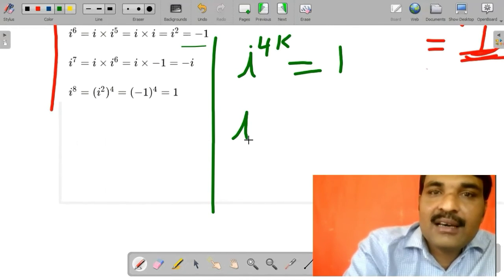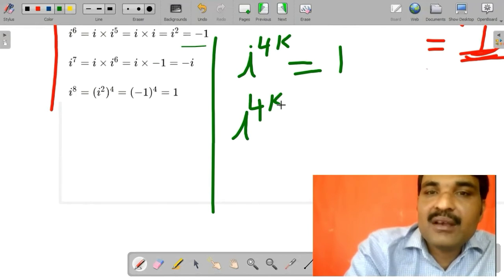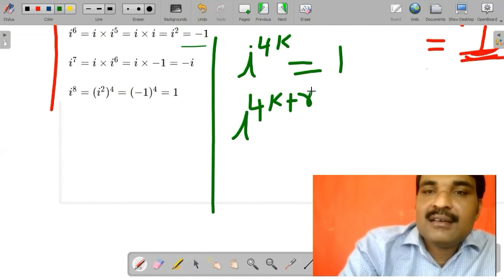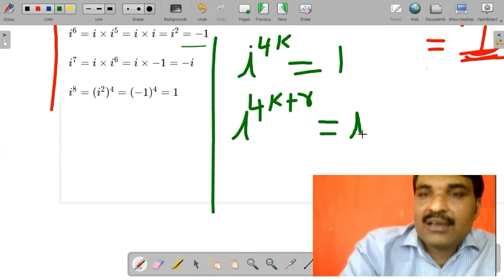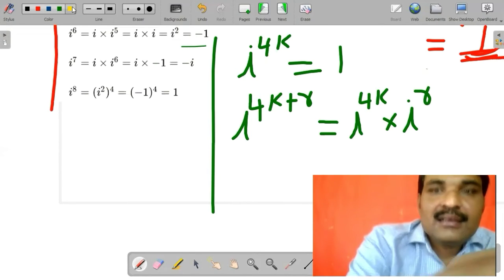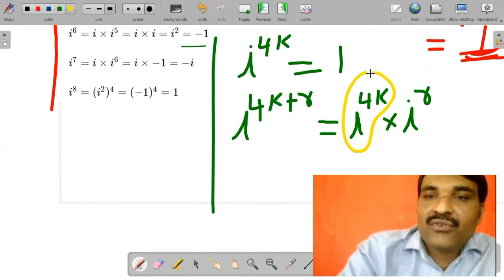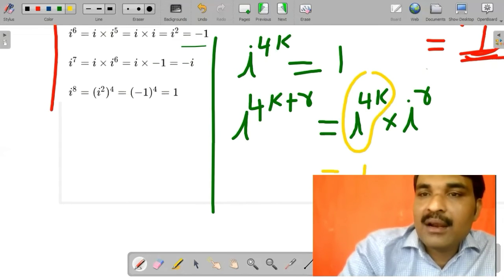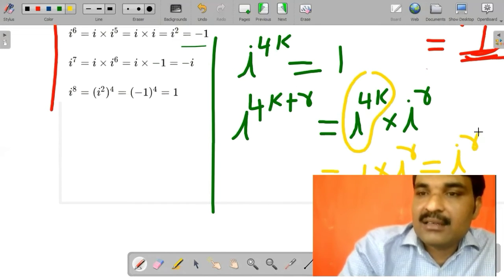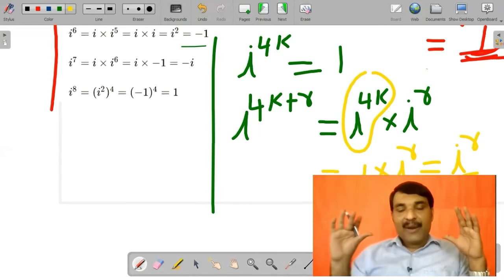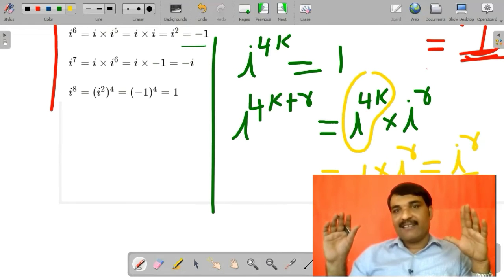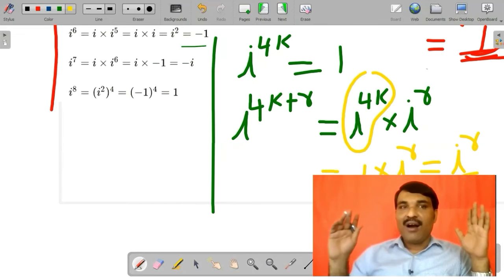I am writing iota raised to 4k plus r. We can write this as iota raised to 4k multiplied by iota raised to r. The value of iota raised to 4k is equal to 1. So 1 multiplied by iota raised to r is equal to iota raised to r. So we can write iota raised to 4k plus r is equal to iota raised to r.